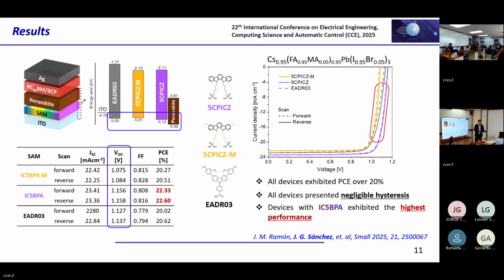Finally, explain the composition of cesium. Oh no, sorry, it's 0.5. My bad. It's 0.5 because all of this is 95. Okay, thank you.